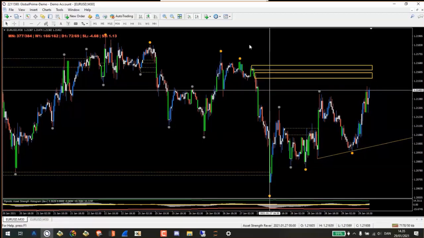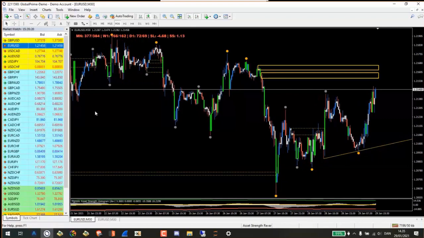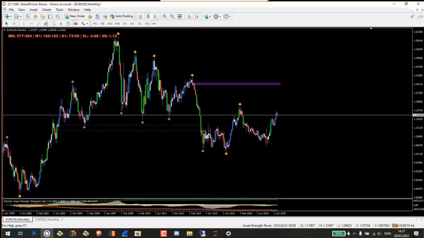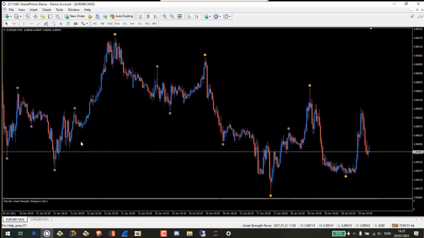Let me find... I wish I had better drawing tools. I would try and do a trading Picasso for you, but unfortunately I don't. Let's try and find something else. Let's have a look at, I don't know, the euro pound. What's going on here? All right.